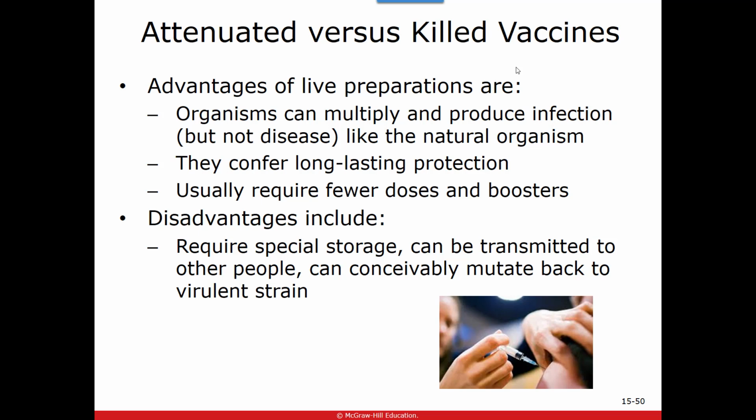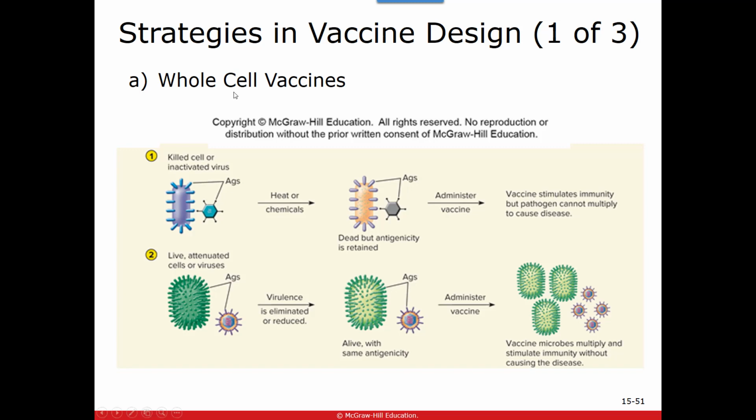So this is just showing the difference between the live attenuated and the killed cell. They're whole cells. A killed vaccine is inactivated, usually with some type of heat or chemical. Because it's dead, it can't multiply or cause disease, but it still has all the little antigens on the outside to trigger our immune system. A live attenuated cell or virus is made so that it can't cause disease, usually with radiation, and once it's administered, it can multiply, so it stimulates a stronger immune response.